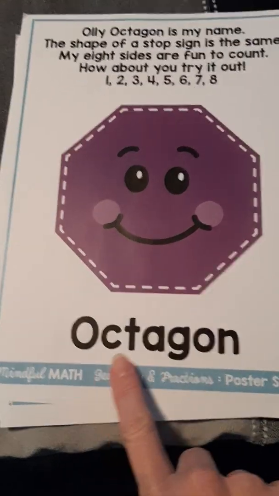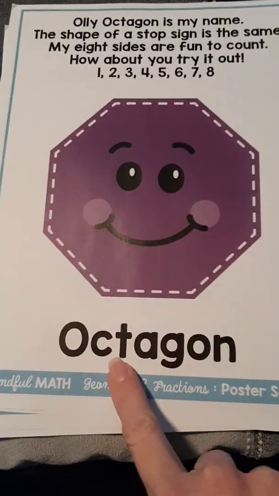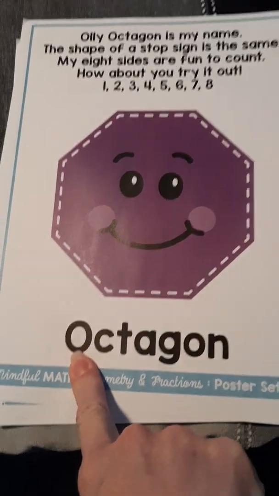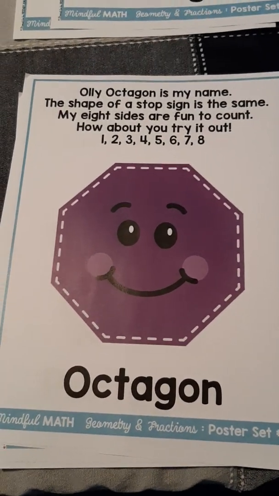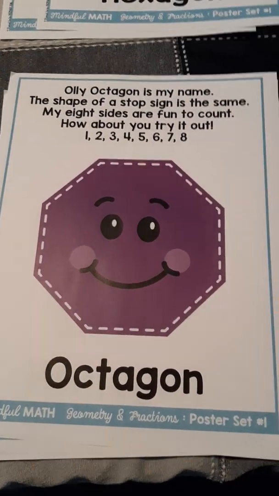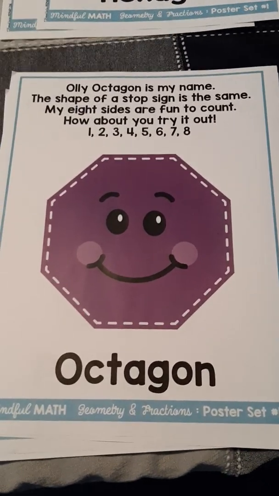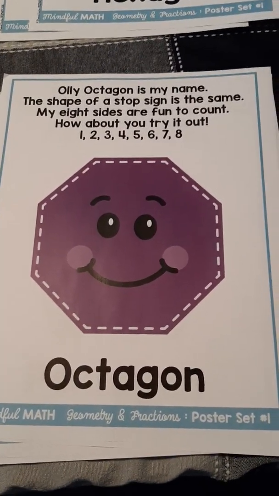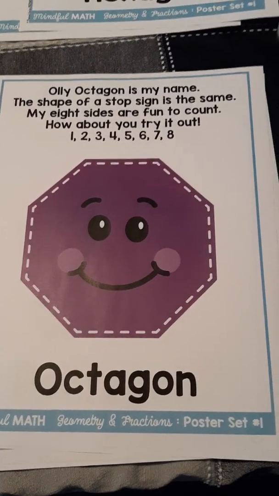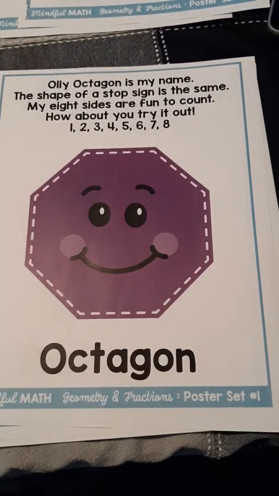This is an octagon. Octagon. You can hear aw at the front, can't you? Ollie Octagon is my name. The shape of a stop sign is the same. Did you recognize that? My 8 sides are fun to count. How about you try it out?